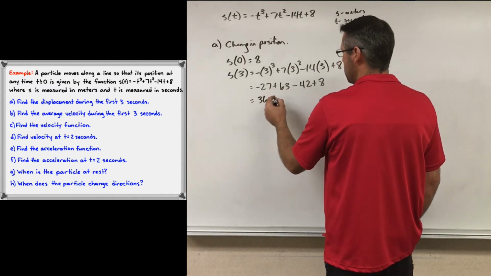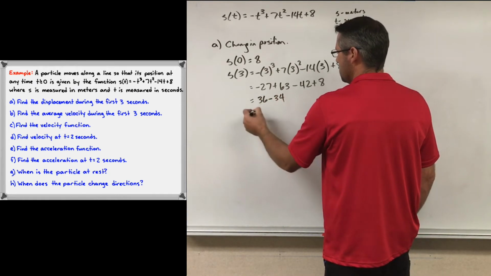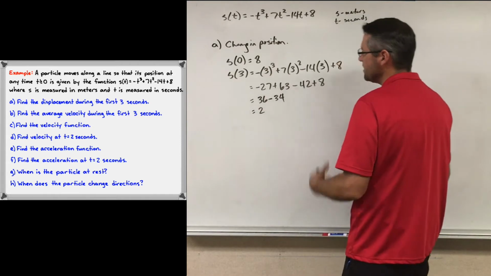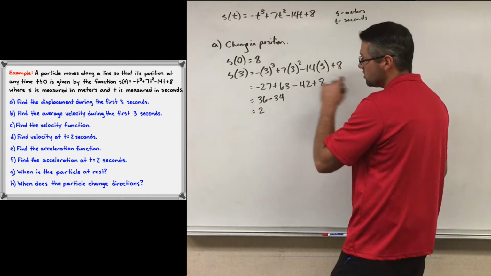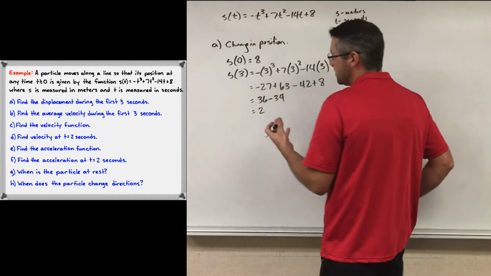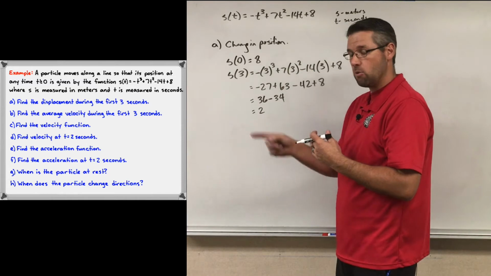36, that's right, minus 34, so that's going to be 2. And so what is our change in position? What's our displacement? Well, if we start at 8 and we go to 2, what does that mean? That means I went backwards. That means I went backwards 6 steps.